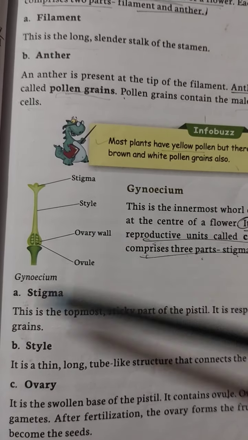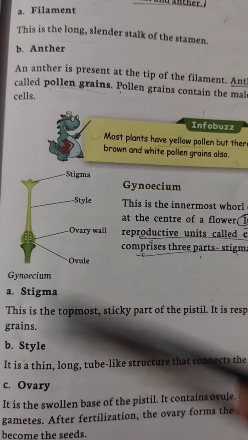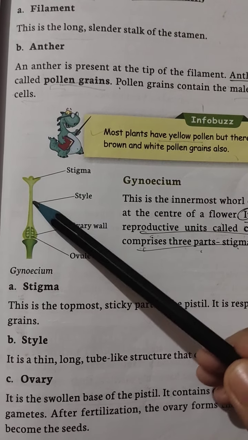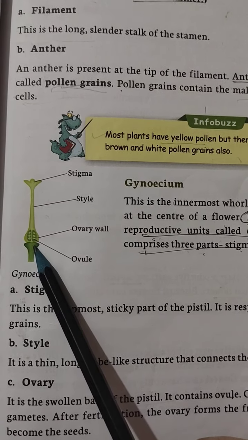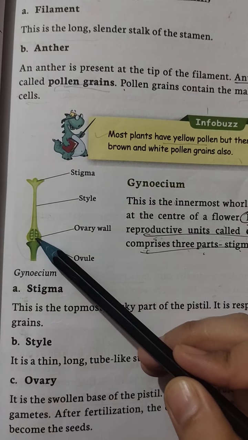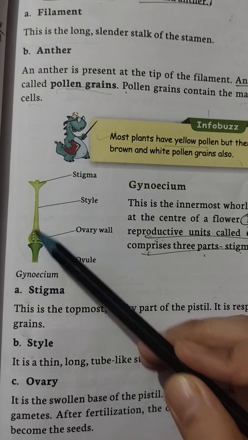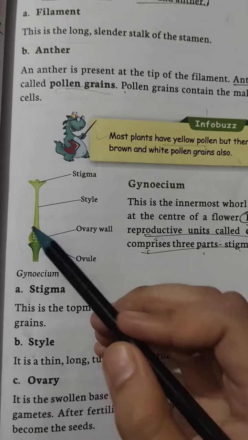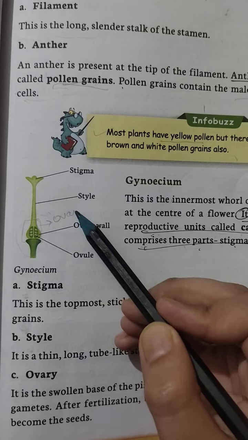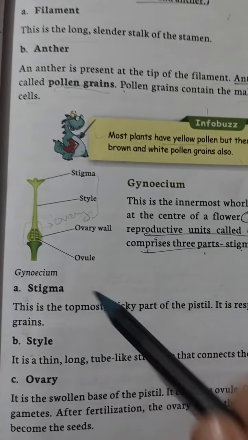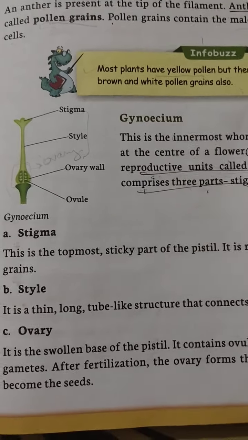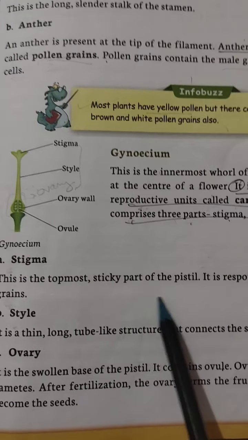So basically this pistil portion has 3 parts. First is the stigma part, then is the style and then is the ovary. This is the ovary. Okay, और ओवरी के अंदर क्या होता है? ये ओव्यूल है, और ओव्यूल के बाहर जो लेयर है, this is called ovary wall. तो ओवरी वॉल और ओव्यूल मिला के, this is called ovary. Okay, so these are the 3 regions in your pistil. Now stigma is the topmost sticky part of the pistil.